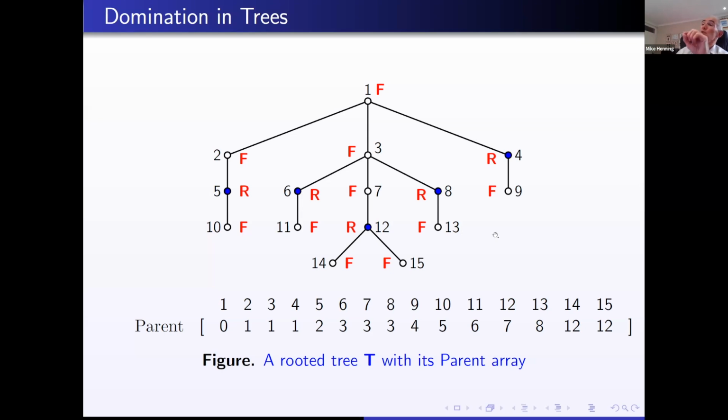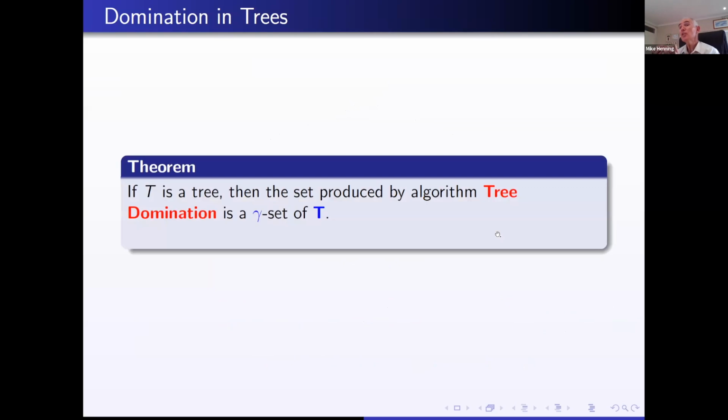And what you can prove, and we're not going to do it now, is that this algorithm will give you a dominating set, but it'll give you more than a dominating set. It'll give you a minimum set. It'll give you a gamma set. So that's essentially the algorithm.